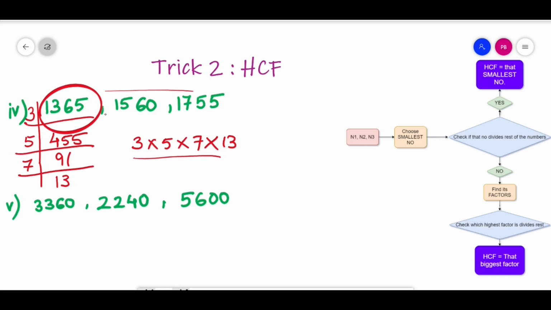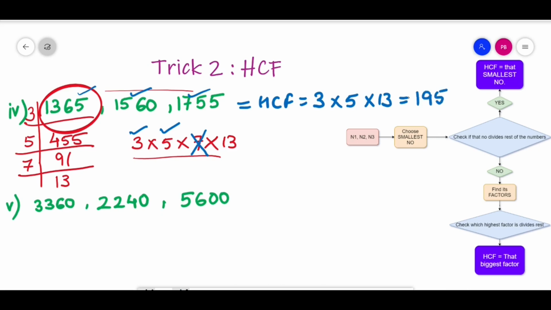3. Yes, all the numbers are divisible by 3. So first take 3, then check for 5. Yes, all the numbers are divisible by 5. 7, no. 13, yes, all three numbers are divisible by 13 also. So 3, 5 and 13. So just multiply all these numbers. By multiplying, you'll get 195 at the end. So 195 is your HCF.